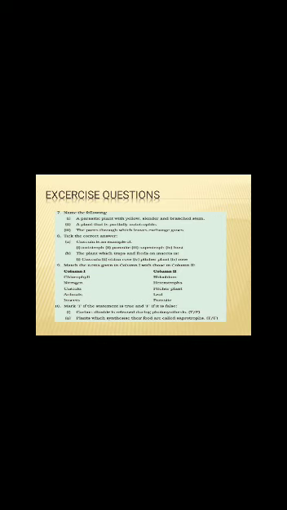Now, mark T for true and F for false. Carbon dioxide is released during photosynthesis. This is of course false. The correct answer is oxygen is released during photosynthesis. Second, plants which synthesize their food are called saprotrophs. This is again false. The correct answer is plants which synthesize their own food are called autotrophs.